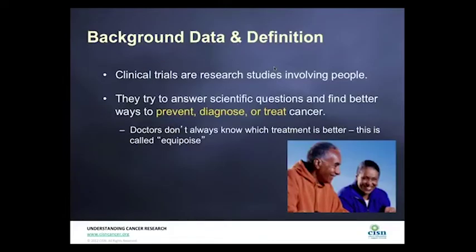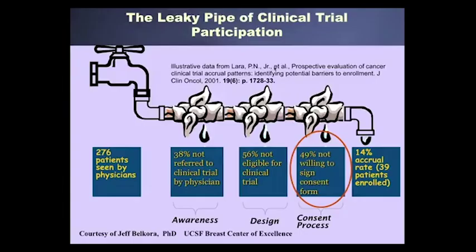This is a graphic that kind of helps explain why that 3 to 5% accrual rate. Why is that so low? It starts out that about 38% of people never even hear about a clinical trial. Their doctors don't tell them about it. They don't know about it when they're diagnosed. No mention is made. If somebody does talk to them about it, it turns out that about 56% of patients aren't eligible. That's kind of a shocking number. That should be much, much, much lower.